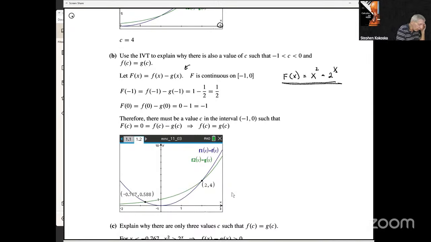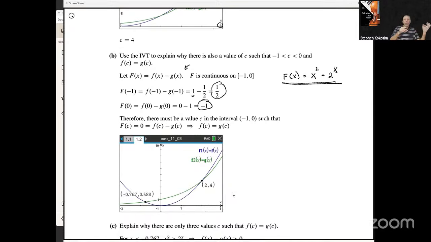Let's take a look at capital F of -1. Well, F of -1 is little f of -1 minus g of -1. Am I doing this correctly here? Let's see. -1 squared is 1. 2 to the -1 is a half, so that's 1/2. F of 0 is 0 minus 2 to the 0, which is 0 minus 1, which is -1. So let's see. F of -1 is a half. F of 0 is -1. 0 is in between those values.